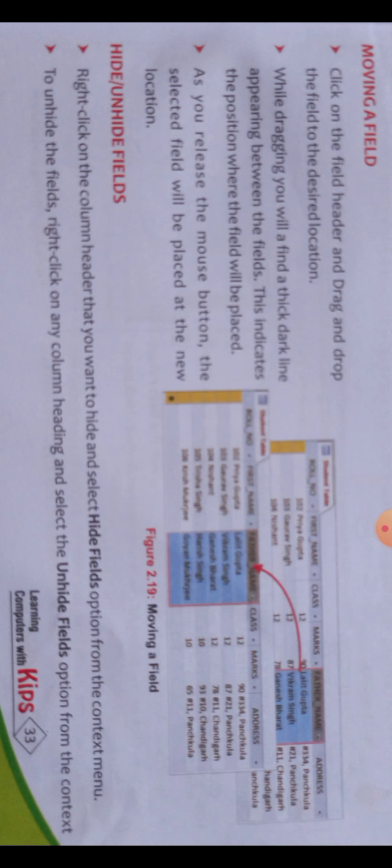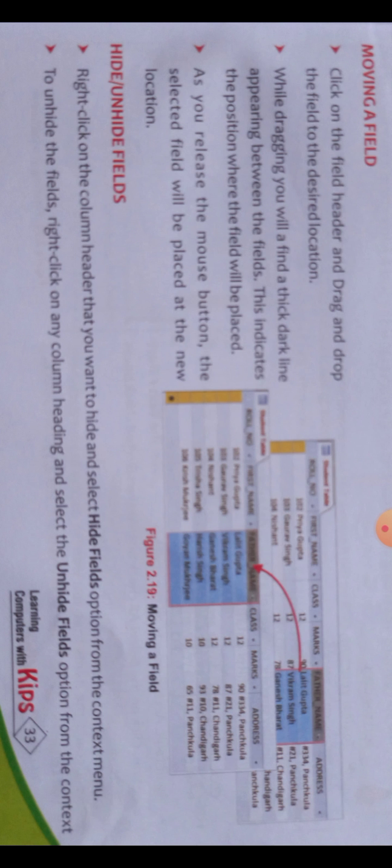Now next is moving a field. If we feel that the field is not at its proper place, then we can move a field from one place to another. To do so, we click on the field header, press and hold the left mouse button, and drag and drop the field to the desired location. While dragging, we can see a thick dark line appearing between the fields, indicating the position where the field will be placed. As we release the mouse button, the selected field will be placed at the new location.